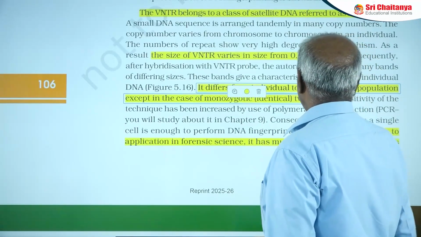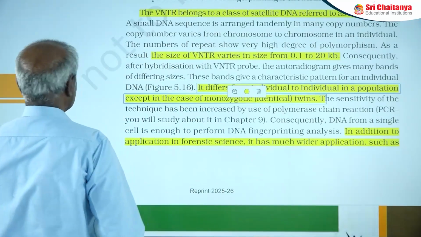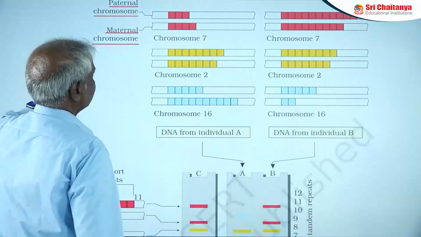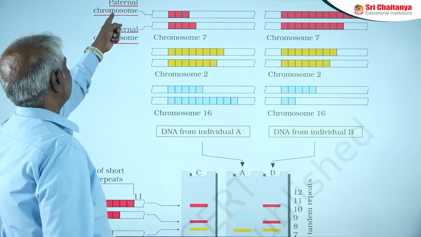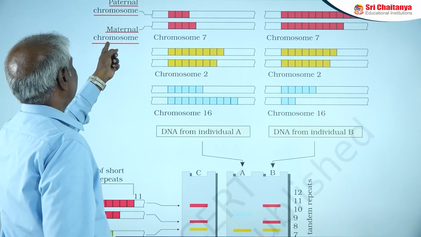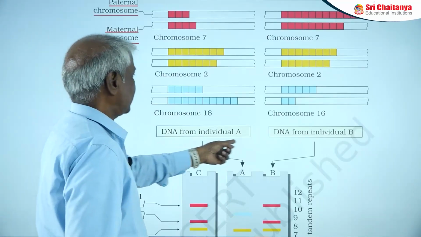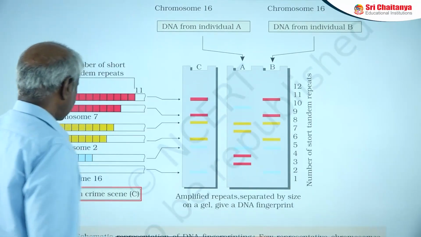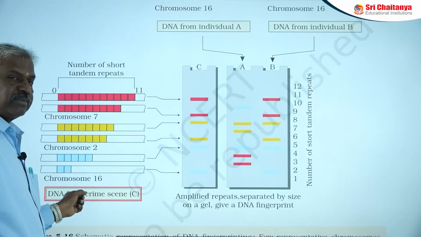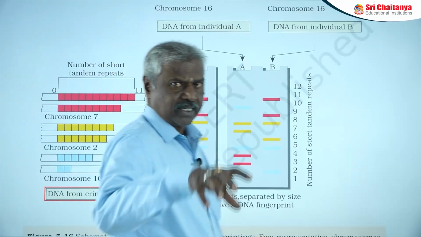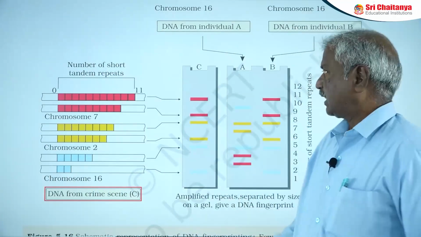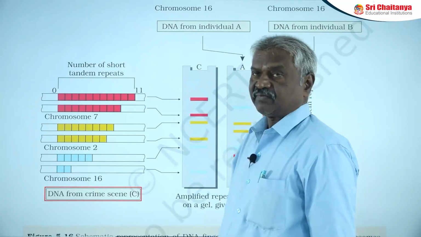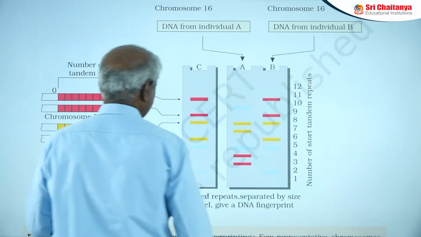Then the application is in forensic science, which has much wider applications. Now after that, see this diagram, which is given in NCERT. Here paternal means chromosome from father, maternal from mother, and this is individual A, individual B, and both are taken. And here you see, this is the DNA obtained from the crime scene. One crime happened in your residential area, from which the forensic experts have taken a sample and made a DNA fingerprint.